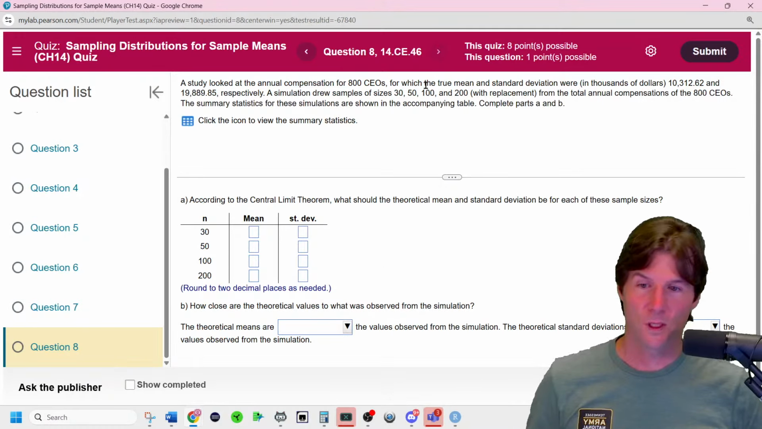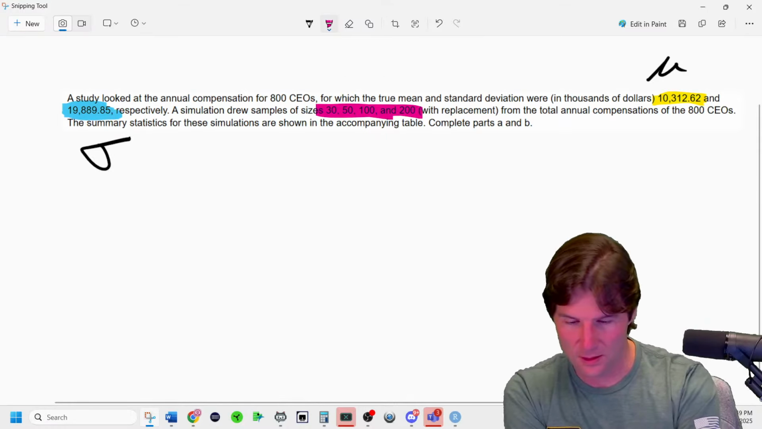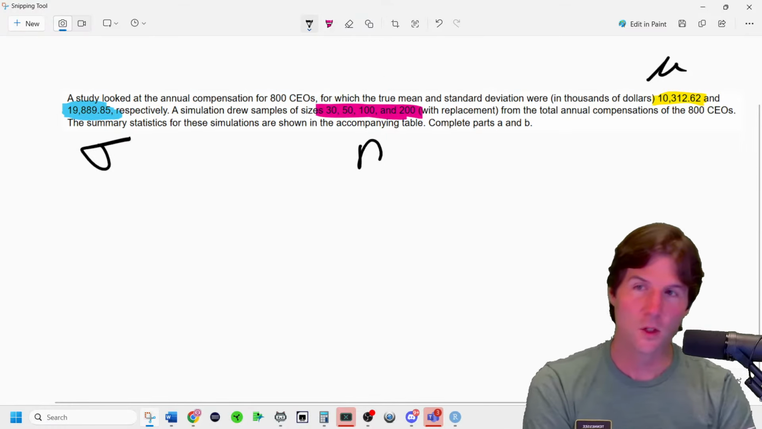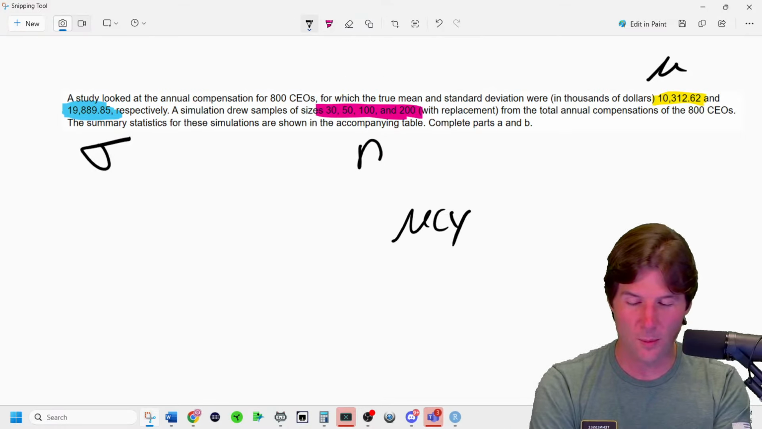So the true mean is this, which is mu. And the true standard deviation is this, which is sigma. And the sample sizes are this, and those are n. Remember, mu y bar equals mu. A lot of problems ask: as the sample size gets larger, what happens to the mean? Well, mu y bar equals mu, so all you do is plug in.